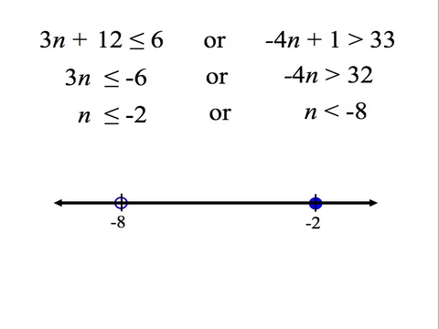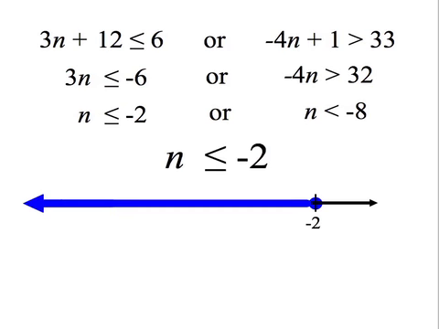But then we realize that if we start with n is less than negative 8, we have an arrow going to the left, and then n less than or equal to negative 2 also has an arrow going to the left. It's just that that one starts at negative 2. But since this is an OR problem, anything that works for one of the two inequalities is part of our solution set. So it turns out our solution set can be simplified to just plain old n is less than or equal to negative 2. And it turned out the second part of this compound inequality really wasn't even necessary.